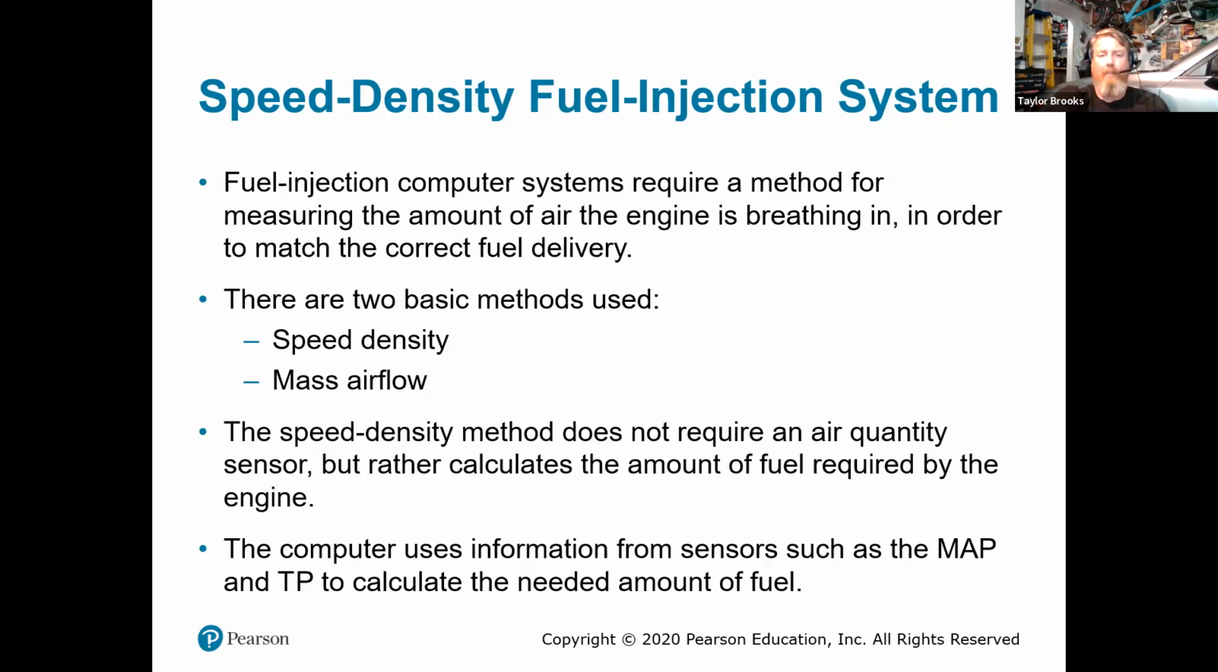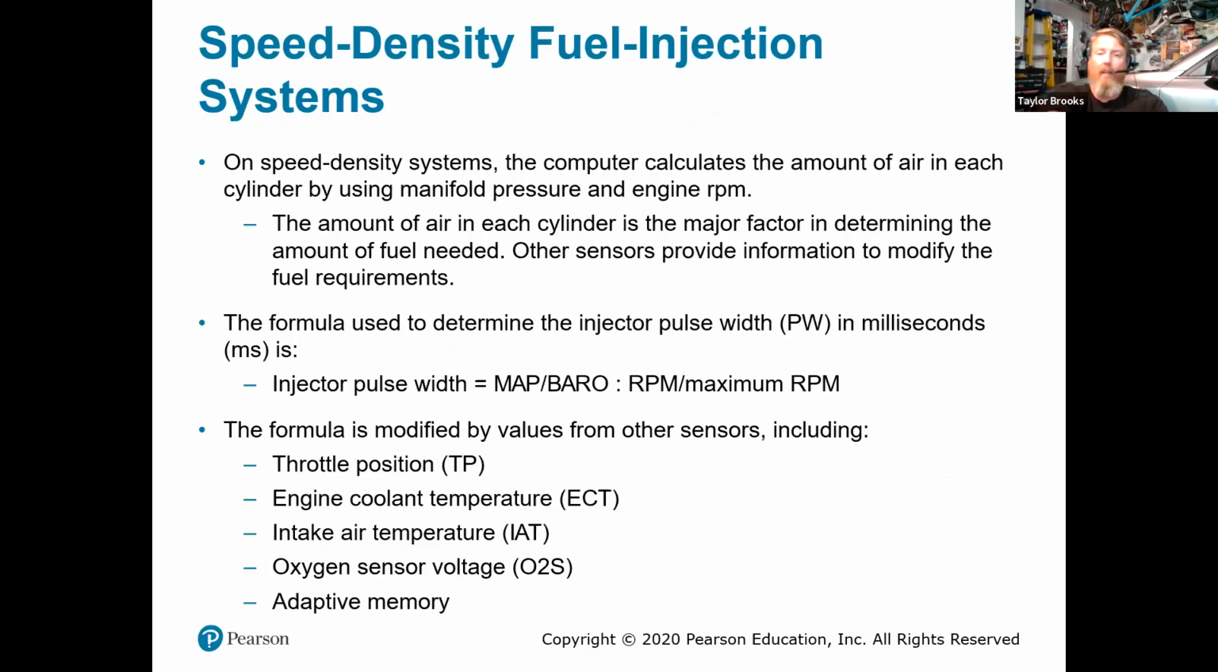Now, when we look at speed density, it is going to be looking at the lack of pressure inside of the manifold, again, post throttle body. So after the throttle body, when we have that sealed intake manifold, we're looking at that pressure. So we're going to be using a MAP sensor where we're not so much worried about the airflow.